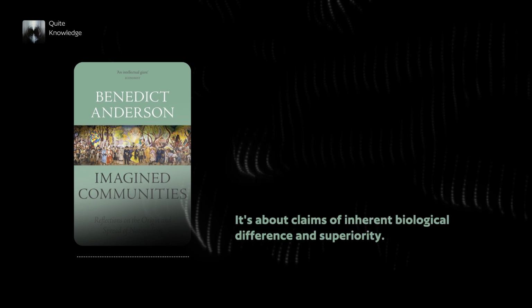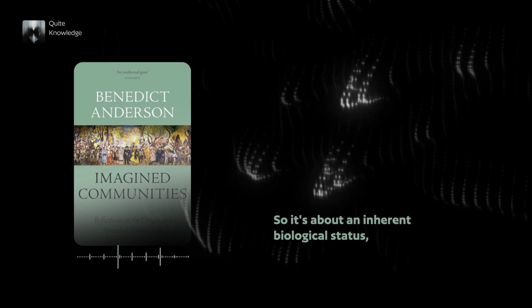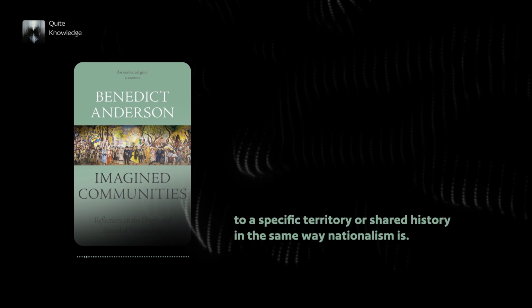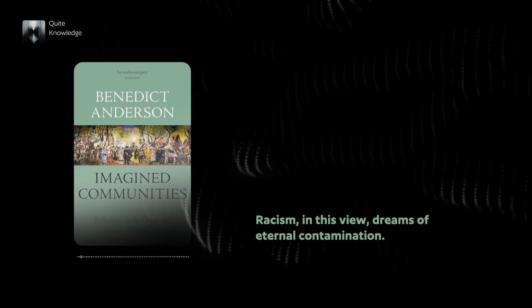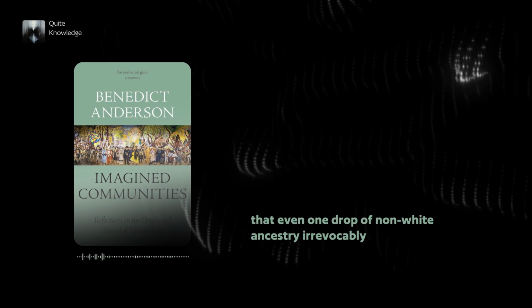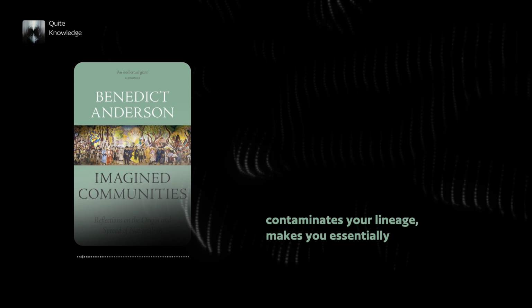It's about claims of inherent biological difference and superiority. So it's about an inherent biological status, often linked to lineage, not necessarily tied to a specific territory or shared history in the same way nationalism is. That's the core idea. Racism, in this view, dreams of eternal contamination. It imagines difference as something immutable, transmitted biologically, outside of history, through blood. Think of phrases like the tar brush, the idea that even one drop of non-white ancestry irrevocably contaminates your lineage, makes you essentially non-white, or concepts like the seed of Abraham. It's about an unchangeable biological essence.